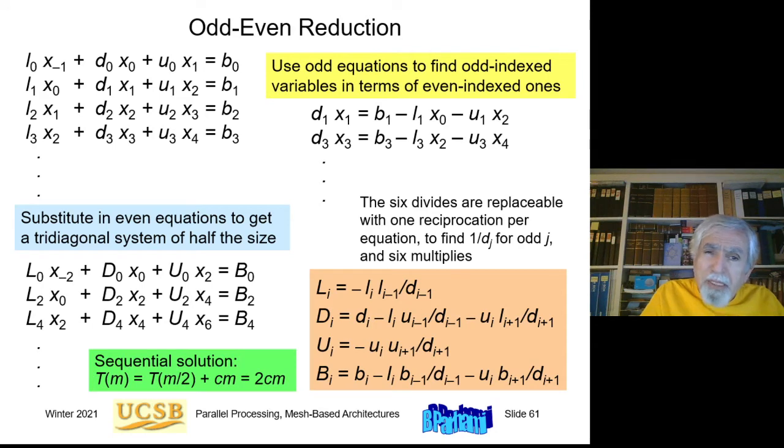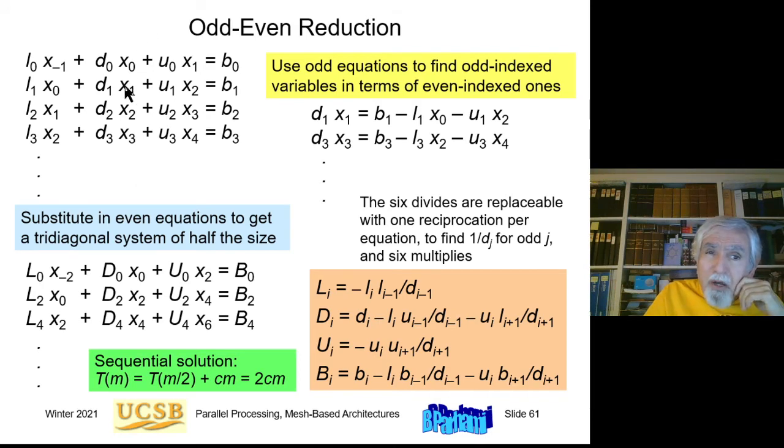Okay, so the method that is used for solving such equations is called odd-even reduction. You divide the variables into even index, like x0, x2, and so on, and odd index, x minus 1, x1, x3, and so on.